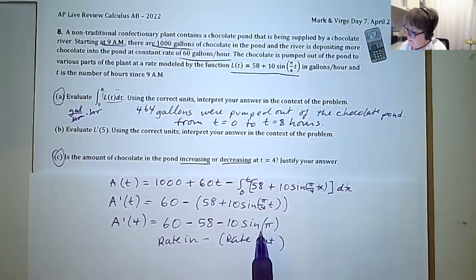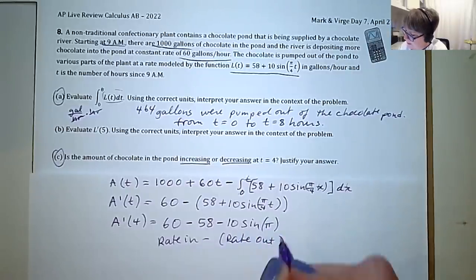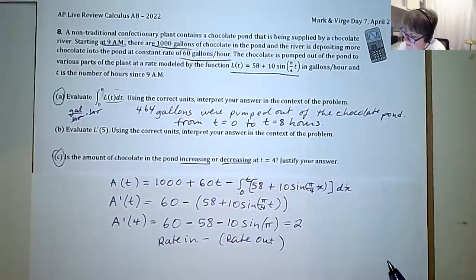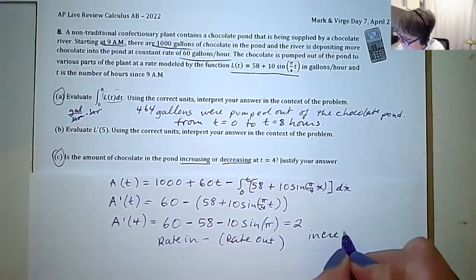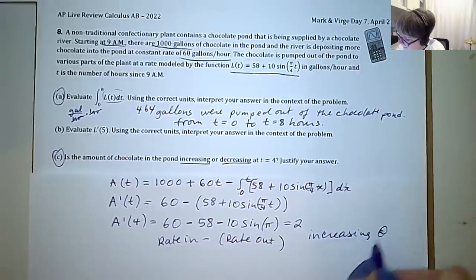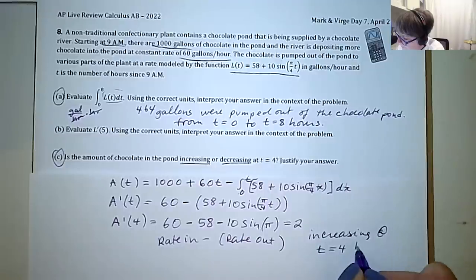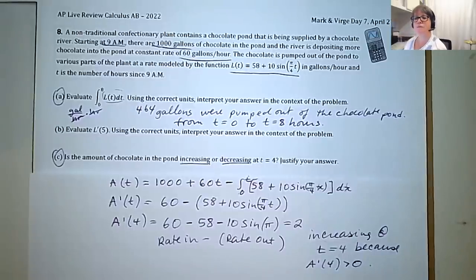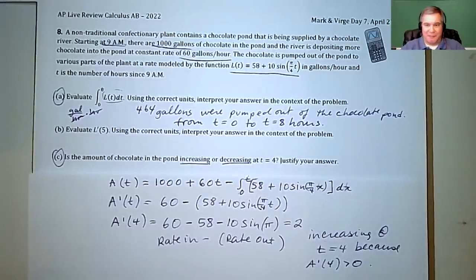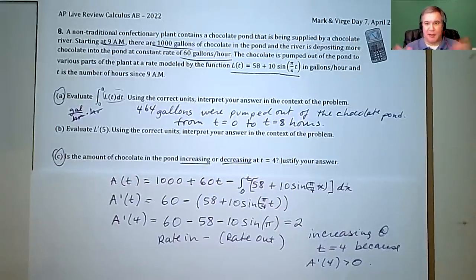Sine of pi is 0. Of course, it's calculator active, so I could type it in. So this whole term knocks out. I'm getting 60 minus 58, which is 2. So increasing at t equals 4, because A prime of 4 is greater than 0. Because she defined A, she can refer to A prime and handily use that notation through the rest of the problem, which you guys can do on the AP test.